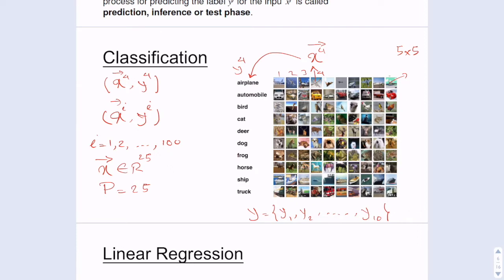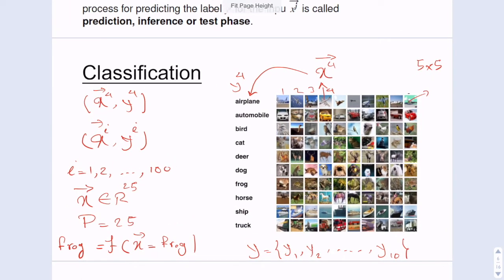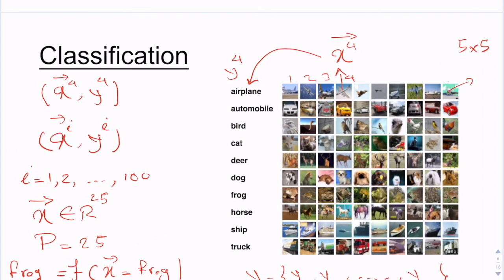So we want to find a function. What is this function? If x, which is a vector, is a picture of a frog, then the output should predict this is a frog, the label. This label should be a number. As I said, we can map the words from a dictionary to numbers, and this is not a big deal. So this is a classification problem.